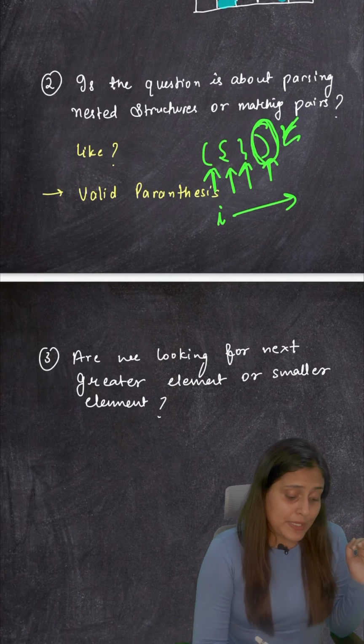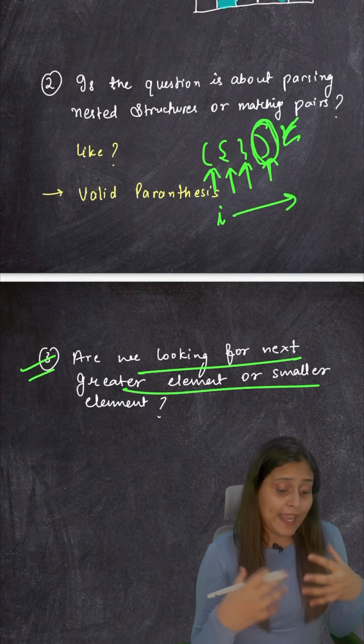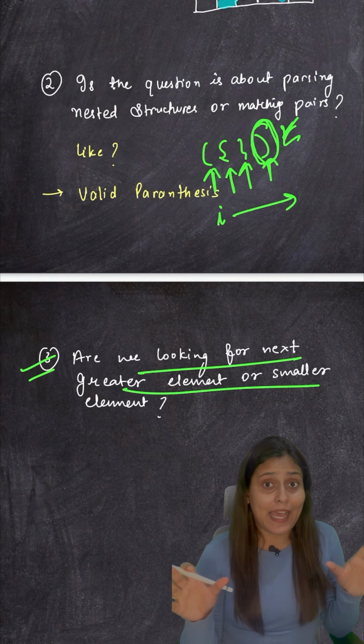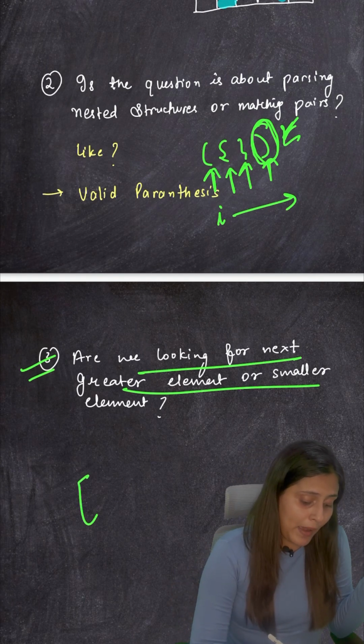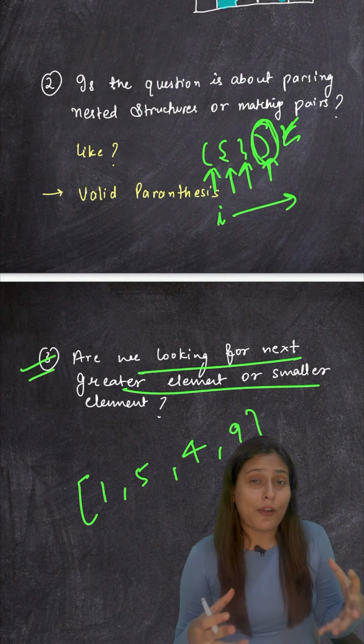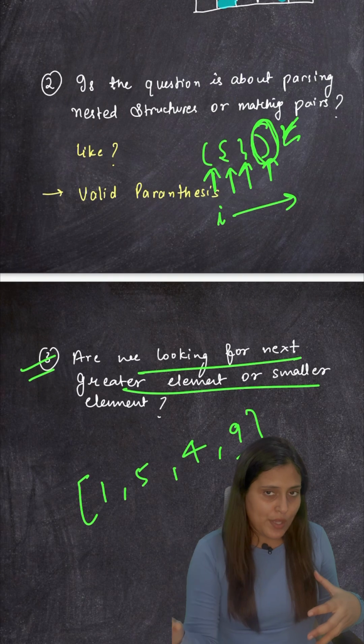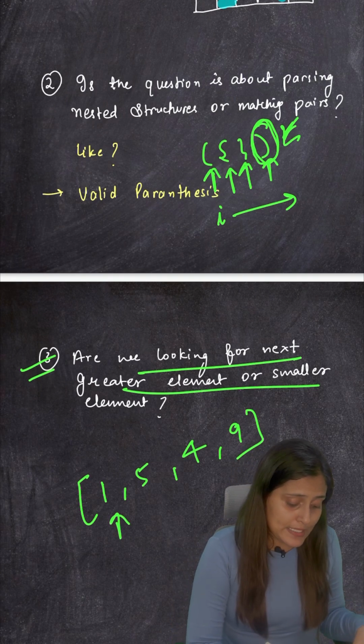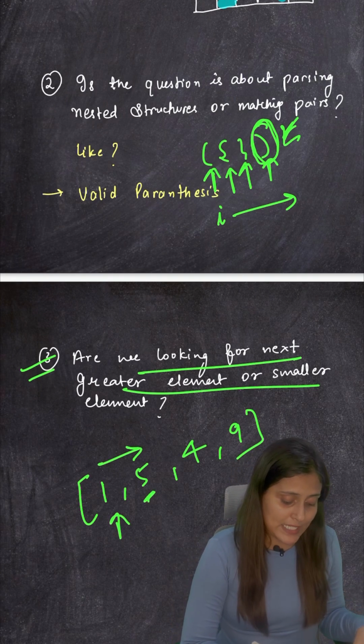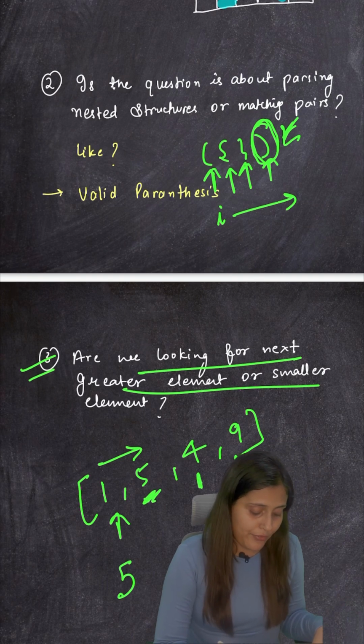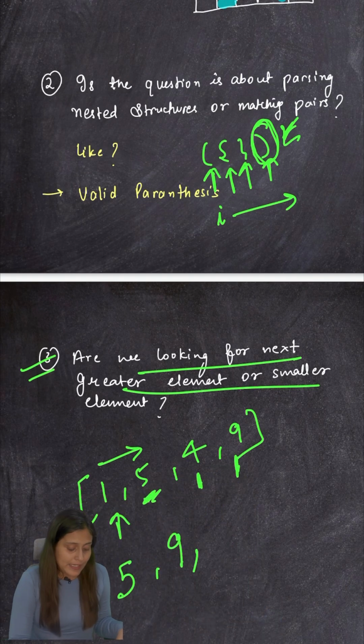And lastly, you have to check if we are looking for the next greater element or next smaller element in an array. So in some interviews, the interviewer might ask you that you have an array of numbers like this, and you have to find the next greater element towards its right. So for 1, if it looks towards its right, 5 will be the greater element. For 5, 4 is smaller and 9 is the greater. So for 5, 9 will be the next greater element. Similarly for 4, 9 will be the next greater element. And similarly for 9, it has nothing in its right part, so -1 will be assigned.